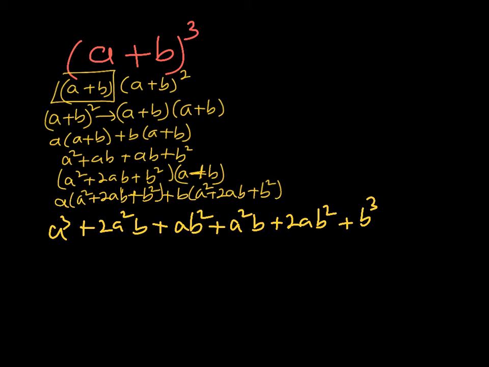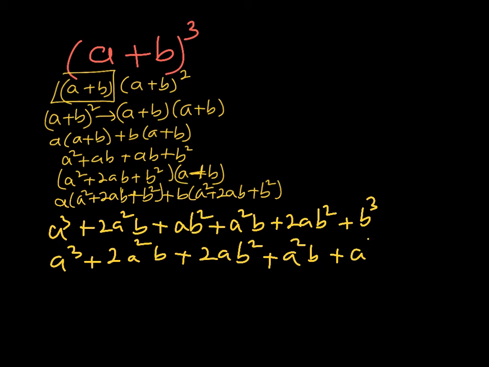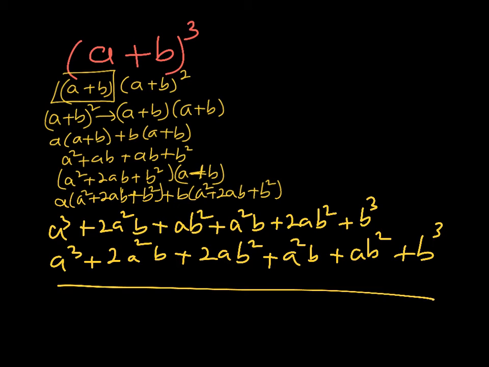So now we can try to see whether we have common terms. So this is a³ plus 2a²b plus 2ab², and then plus a²b plus ab², and did we leave out anything? Plus b³. It's really long, isn't it?